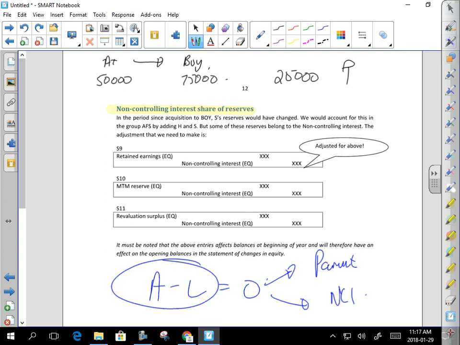Give NCI a share. Let's say they own 40%, for argument's sake. Give them 40%. So there's your calculation. That's 10 grand. And we need to take away from us and give to them. Okay. So you need to take away from the parent's retained earnings. Debit retained earnings makes your retained earnings smaller. And give to NCI. How do you make their owner's equity bigger?